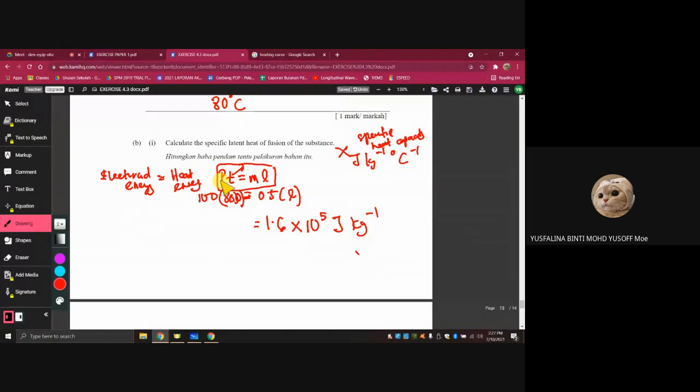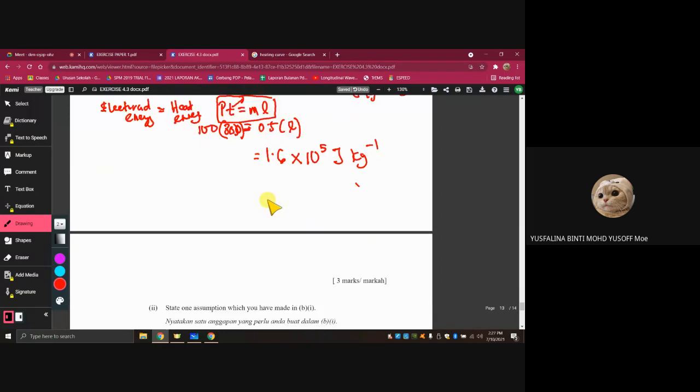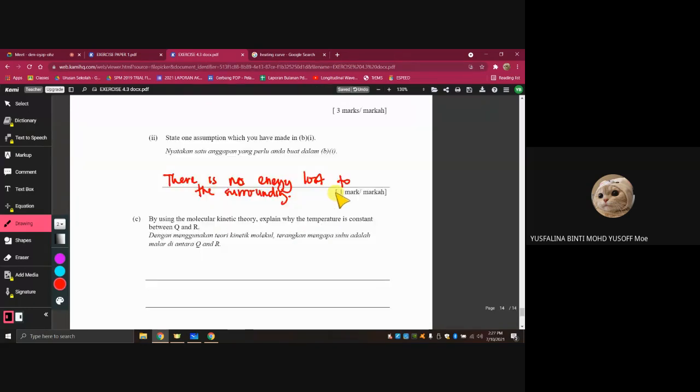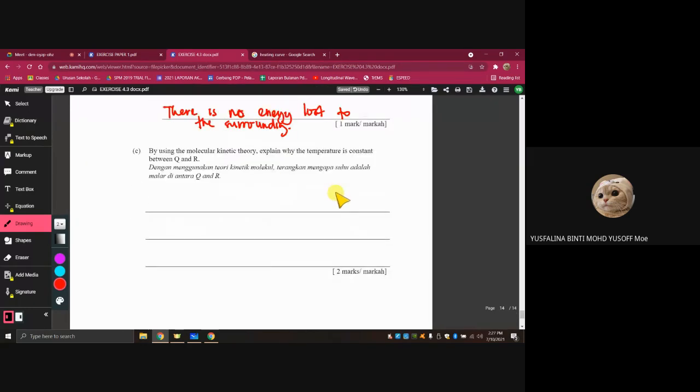Your assumption is that there is no heat loss to the surrounding, or there is no energy loss to the surrounding. All the electrical energy is the heat energy that is being received. So there is no energy loss to the surrounding.